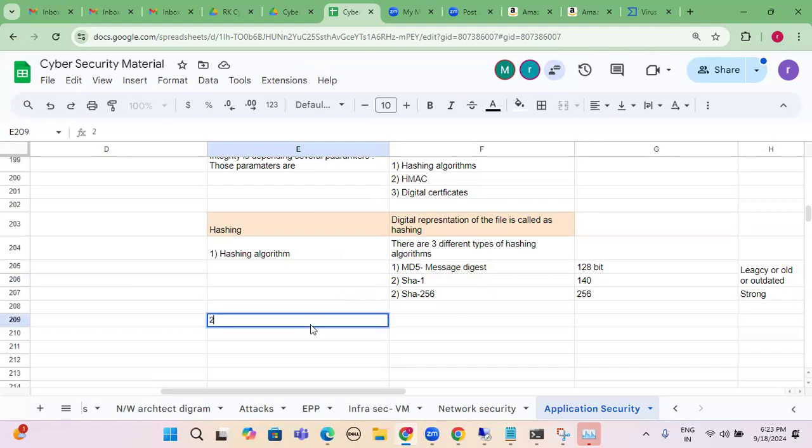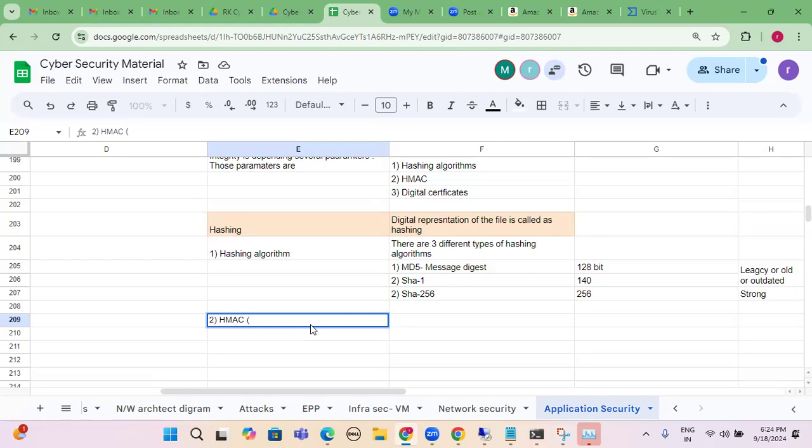Second, HMAC. What is MAC? Media access control, which we discussed at Layer 2, part of the data link layer. There are two sub layers under the data link layer. One is LLC, logical link control. The second one is media access control, also called the physical address or MAC address. Those are the places where we discussed MAC.